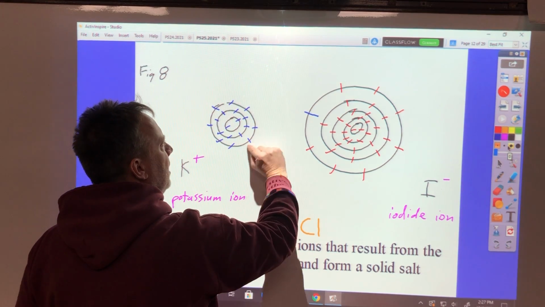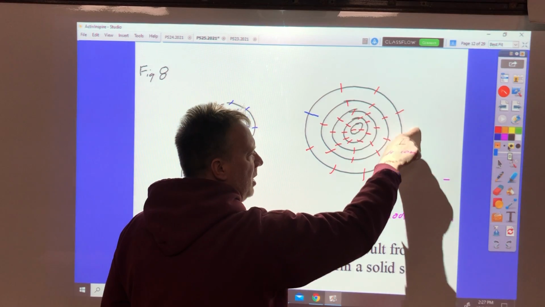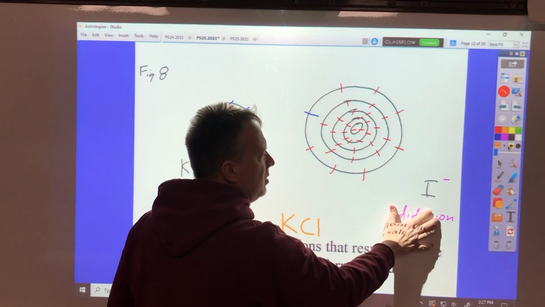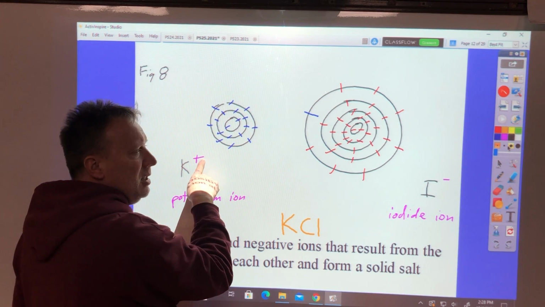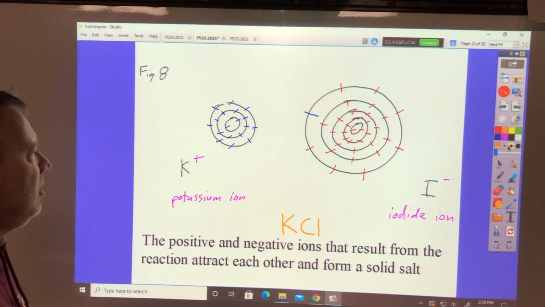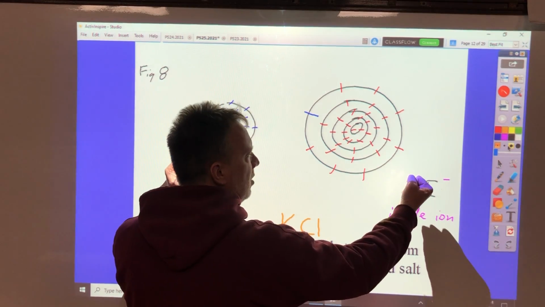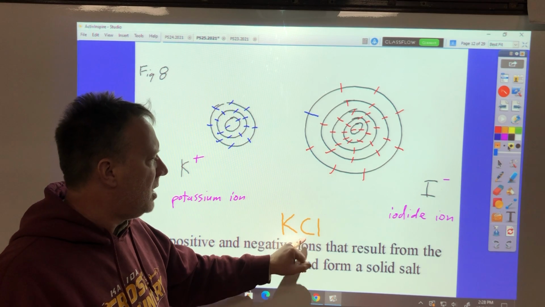You lose a layer here. This is now negative because it picked up an electron. It's called the iodide ion now. This is now positive because it lost that electron, and it's called the potassium ion now. And now that this is positive and this is negative and they're opposite, they're going to stick. And the product is called potassium iodide.